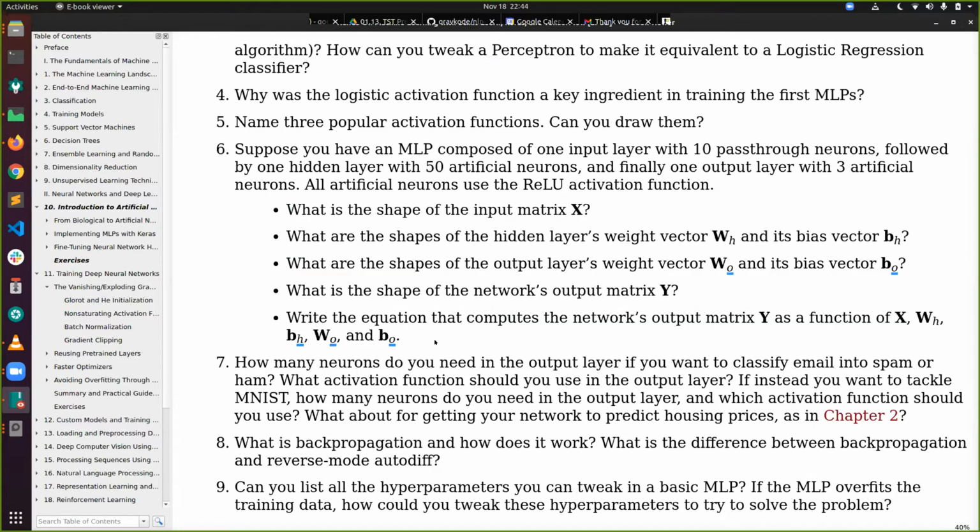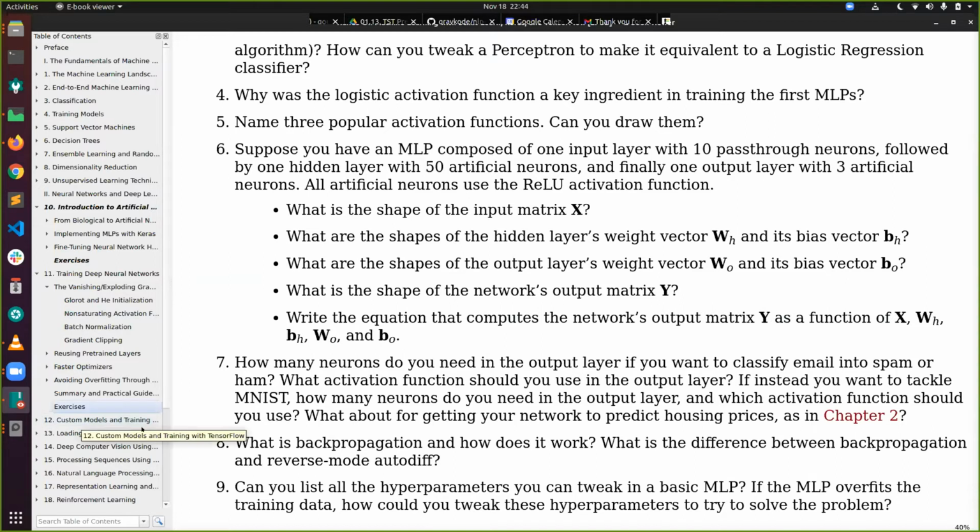Can you take a look at the answers as well? Yeah, that's what it says. Part A was m times 10, where m is the batch size. The next one is 10 times 50 and 1 times 50, 50 times 3 and 1 times 3, m times 3 for the fourth part, and then ReLU(ReLU(X WH + BH) WO + BO). That should be fine. Actually, now both of us can't share screen. Cool, no worries.